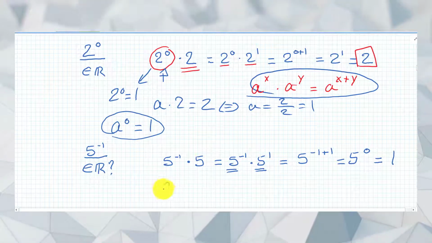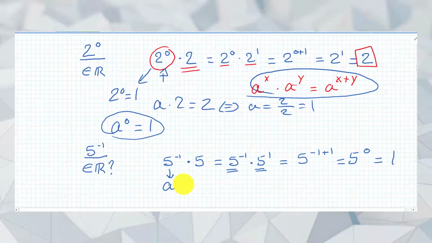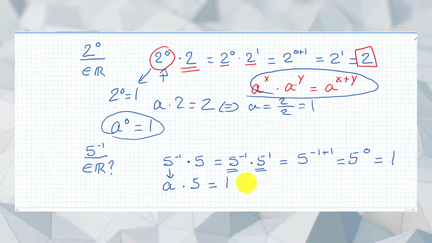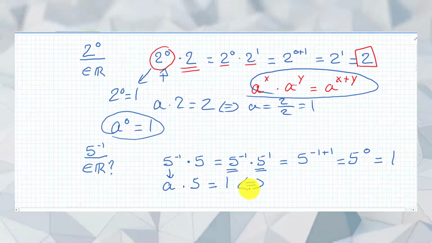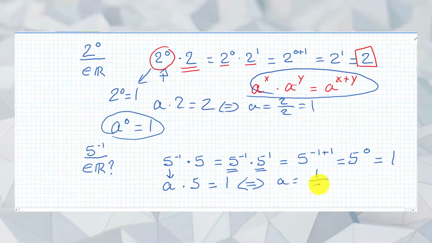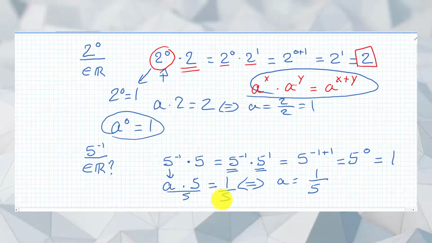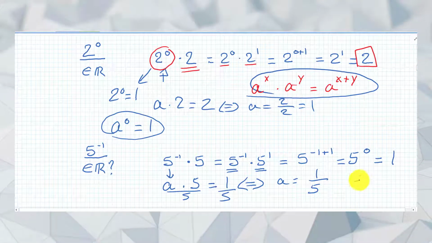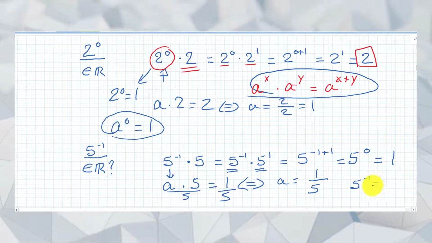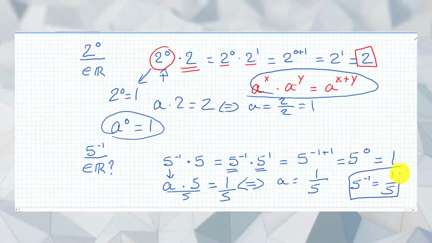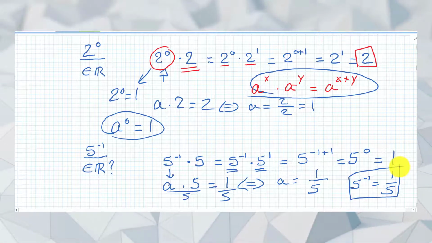Okay, let's backtrack a little bit. What did I have? I had a number, I didn't know its meaning, and I multiplied by 5, and I found 1. So what must A be? Well, A must be 1 over 5, right? You divide by 5 both sides, and it's got to be 1 over 5. So this is the reason to define 5 to the negative 1 as 1 over 5. I have given meaning to a negative 1 power.